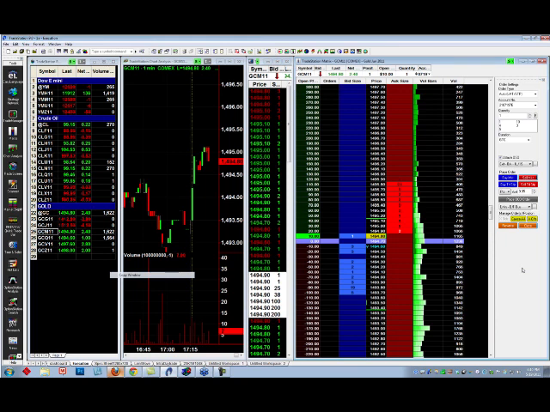Another key place that you can exit this on is if you see a big volume spike here. If it goes bing, if it jumps up and you get a big volume spike, you just go exit. Fill in the hole.